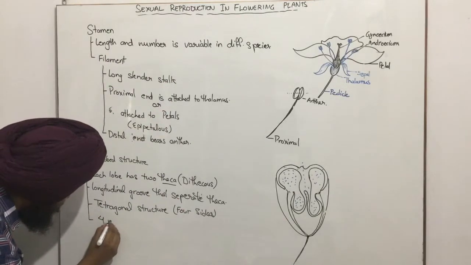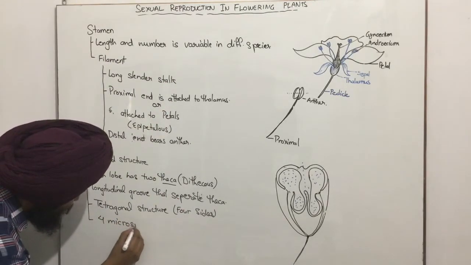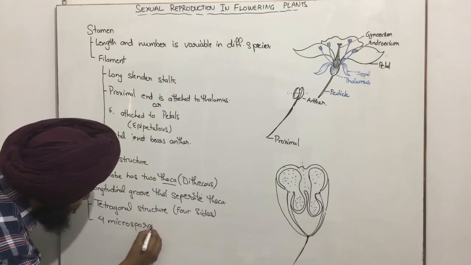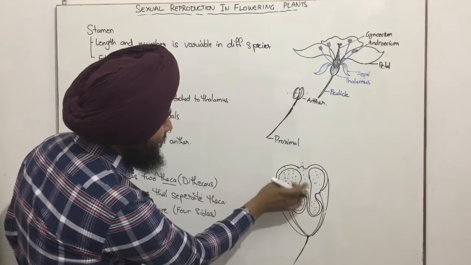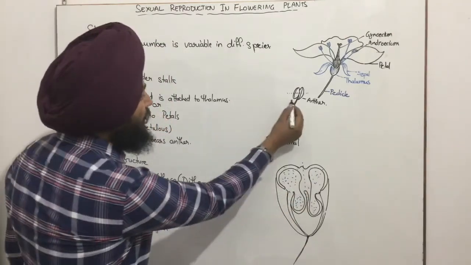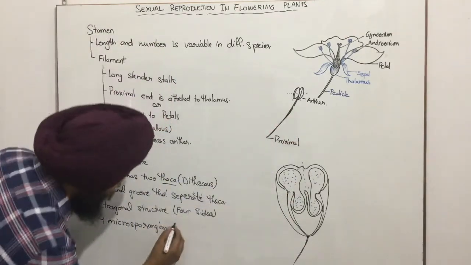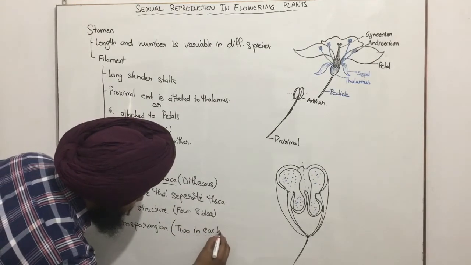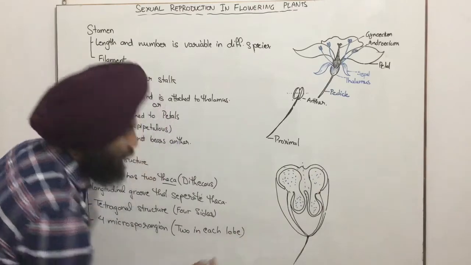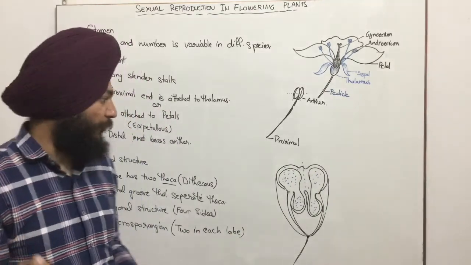There are four microsporangia and two on each lobe. There are two microsporangia on one lobe and two on the second lobe. So two in each lobe. Both the lobes will have two microsporangia, okay.